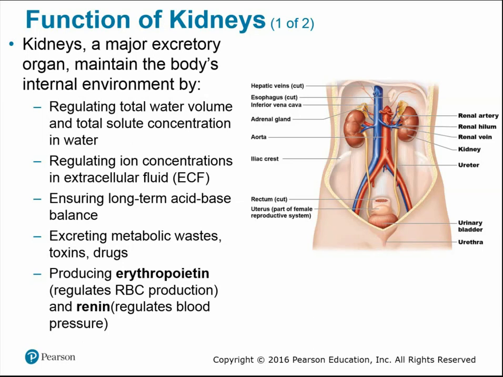So ion concentrations in the extracellular fluid, things like sodium, potassium, calcium. Ensures long-term acid-base balance, excretes metabolic waste, toxins, drugs. Another function of the kidneys that we talked about in the endocrine system chapter was the production of erythropoietin, that's going to regulate red blood cell production, as well as the production of renin. So the renin was that enzyme that's going to kickstart that renin-angiotensin-aldosterone mechanism for blood pressure regulation.